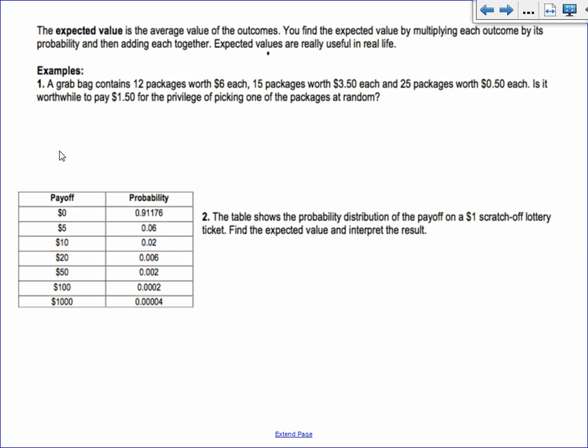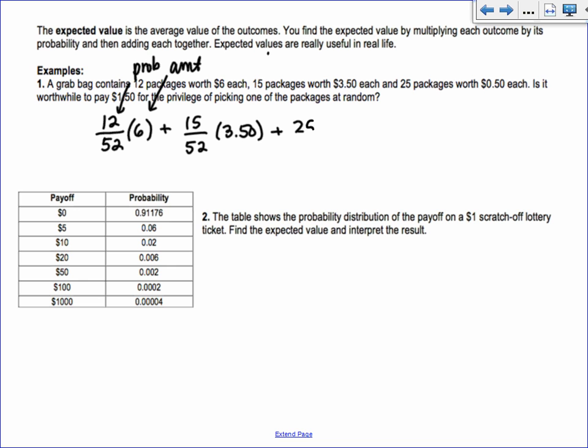This first one says, a grab bag contains 12 packages worth $6 each, 15 packages worth $3.50 each, and 25 packages worth 50 cents each. So you're only selling these 52 packages. Someone's not going to come along after you're out of the packages and be like, I'll give you $1 for nothing, right? That's not going to happen. So we're selling these 52. Your probability of winning the $6 one is 12 out of 52. There's 52 total packages. The amount that I'm going to win is $6 for that, so I'm taking the probability and multiplying by the amount that you would win. Then plus, I'm going to have 15 packages out of the 52 that are $3.50, and 25 packages out of the 52 that are 50 cents.